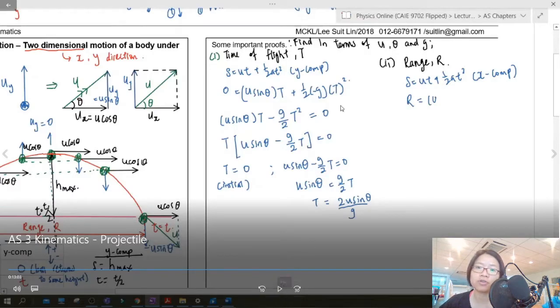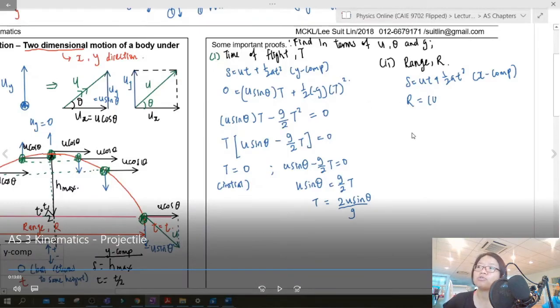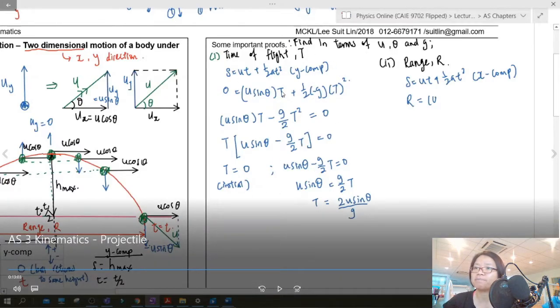Alright, so we're going to continue now to find the range, i.e. how far the trajectory or the ball will travel, or the rock, or the projectile will travel. So I'm going to use s = ut + ½at² all over again, but this is for the x component. Note that for the time of flight, everything is from the y component. For the range, everything is from the x component because R is for the x component.